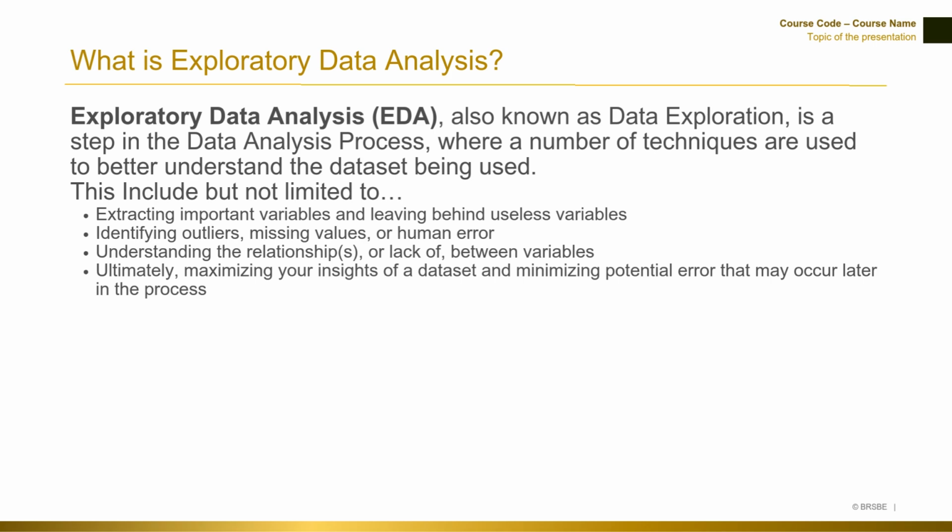EDA encompasses several techniques, including extracting important variables. This involves identifying which variables in the datasets are relevant for analysis and which can be disregarded as irrelevant or redundant. The second technique is identifying outliers and missing values. The analysts look for data points that deviate significantly from the rest of the data, which is what we call outliers, and check for any missing values that could affect the analysis.